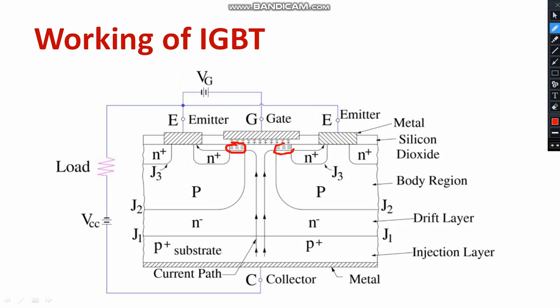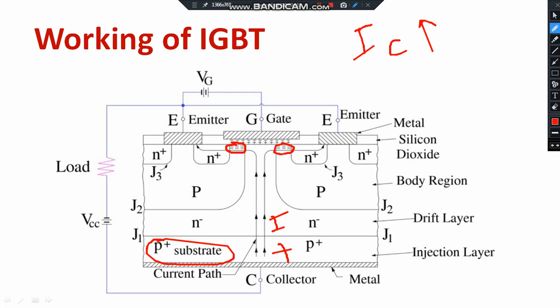Because of this, current flow will start from the P substrate to the negative part. You know that current always passes from positive to negative part. So there will be conduction. A collector current will flow from the bottom part to the top part. As I increase VGE, the IC will start flowing through the circuit. So this is the basic working of IGBT.